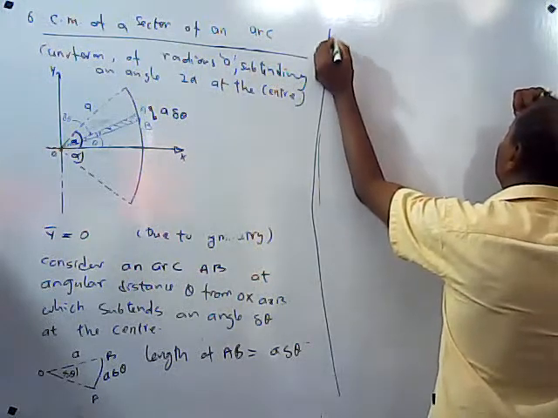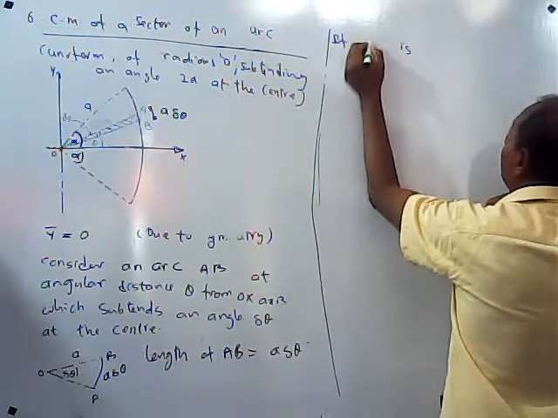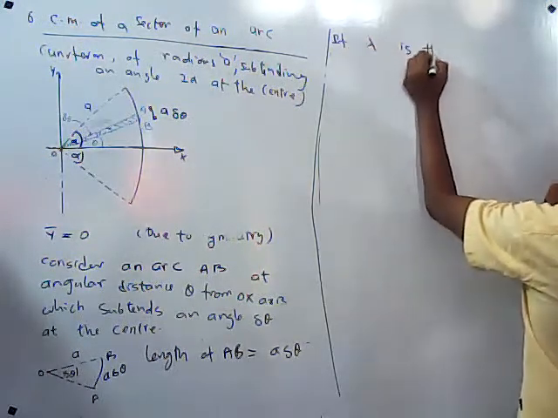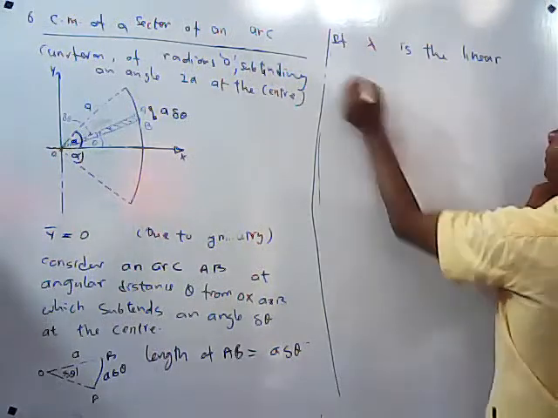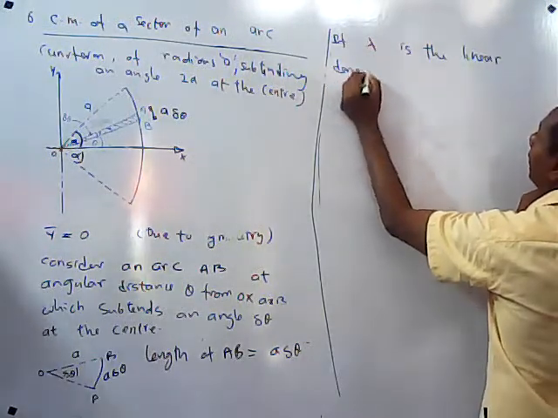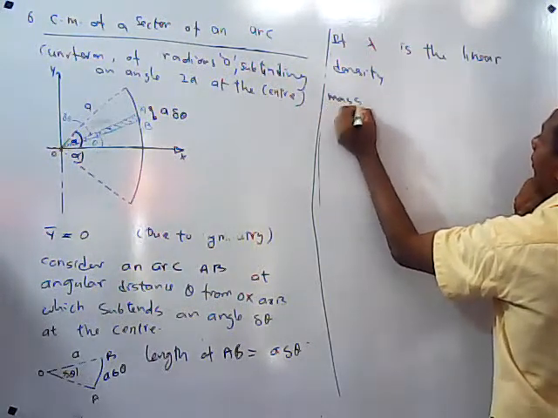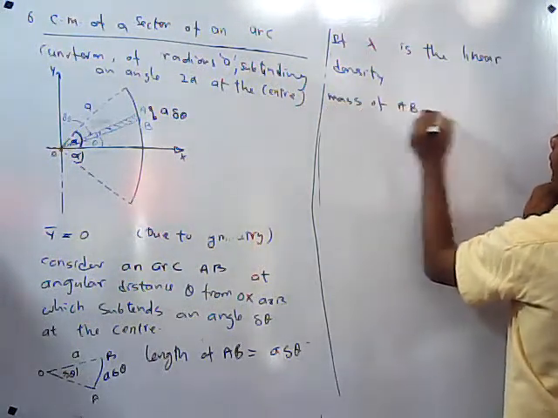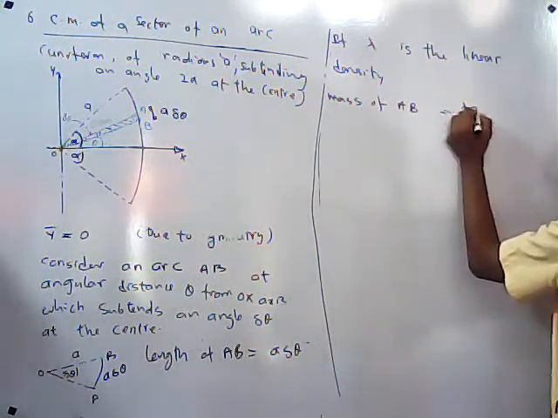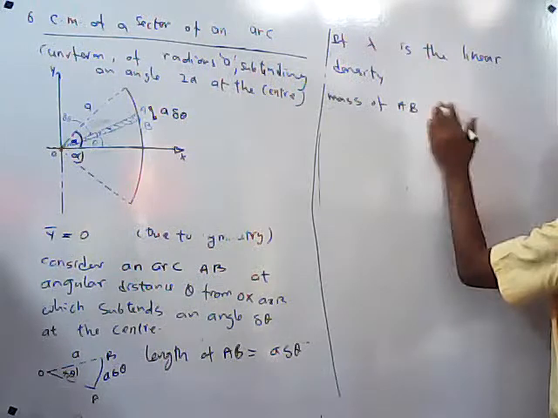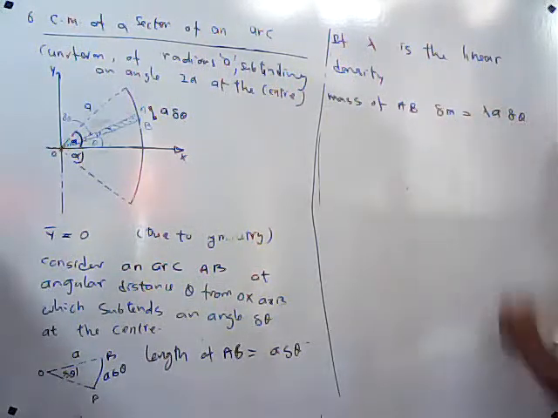If lambda is the linear density, then the mass of AB, we multiply this by lambda, right? Lambda a delta theta. So delta m is equal to lambda a delta theta.